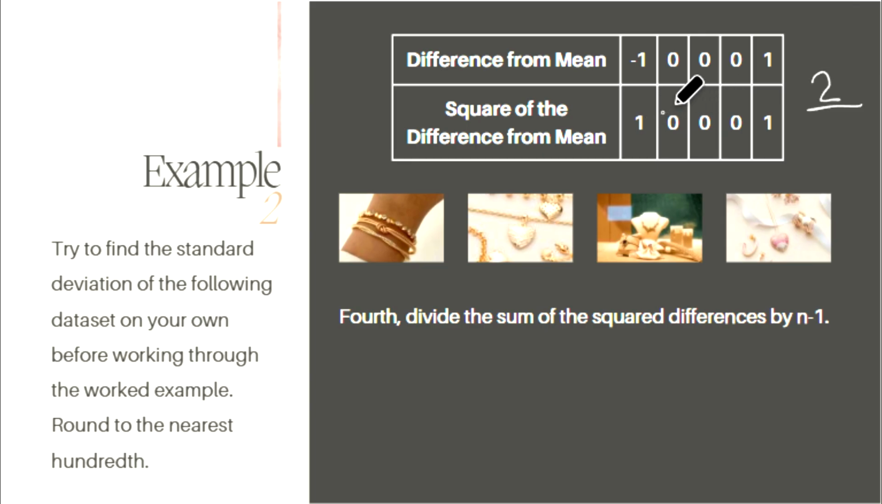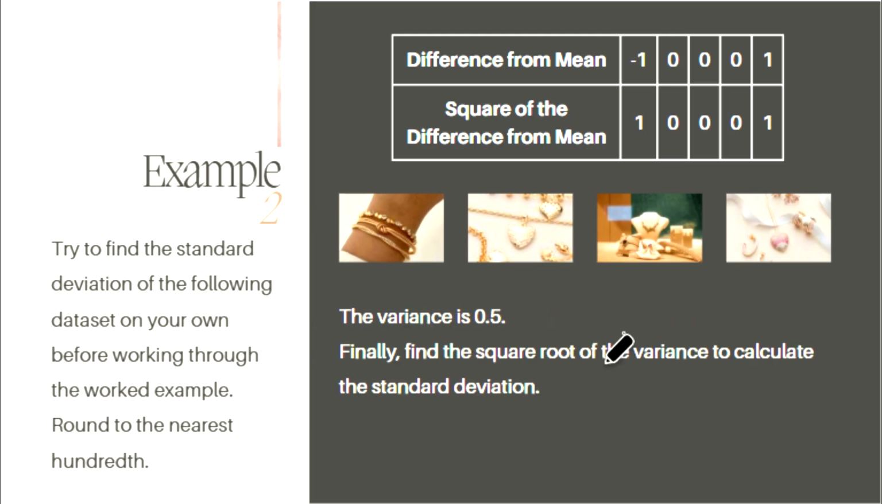How many did we have? 1, 2, 3, 4, 5. 5 minus 1, which is going to end up being 2 divided by 4, which is going to give us 0.5 or 1/2, whichever way you want to look at it.